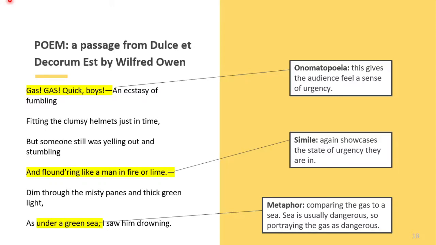With this poem, it is worth noting the contextual background. It is a World War I poem, and Wilfred Owen is best known to despise or not appreciate war. I just thought I should add that because his writing is mainly based on that.